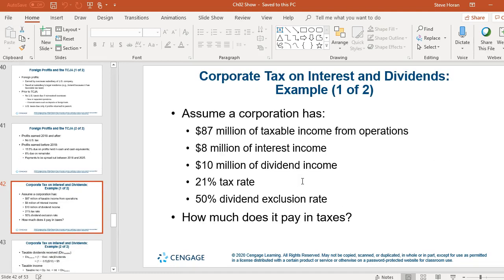And I talked about this, it talks about interest and dividends taxes. So assume a company has $87 million of taxable income, $8 million of interest expense, $10 million of dividends, 21% tax rate, and 50% dividend exclusion. How much will it pay in tax?